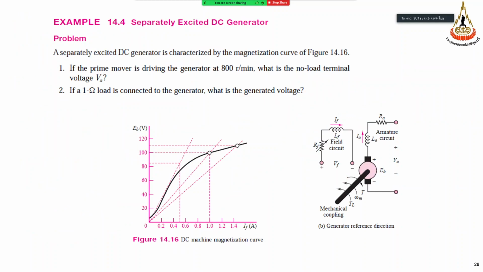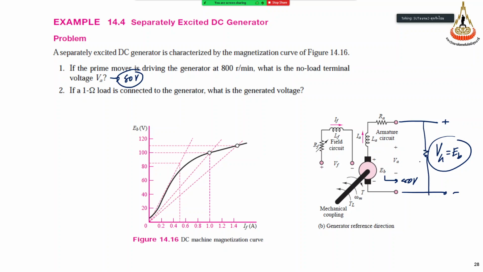In this case, with no load and without any current, EB will be 80 volt, and the terminal voltage will be 80 volt also because no current flows. If we measure the voltage between the terminals, the current is 0, 0 into R, so we get VA equal to EB for open circuit. And then how about if we connect 1 ohm to this terminal?